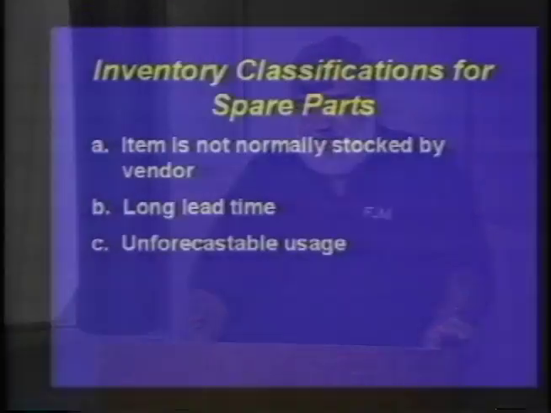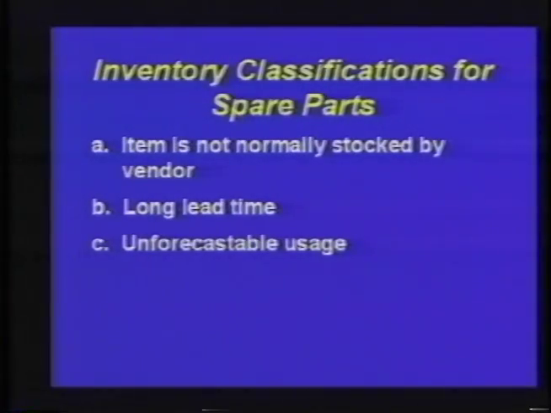Item 1C indicates that the item is unforecastable. In other words, you can't make a forecast of it until there's actually an unplanned requirement. So you really are at odds end in terms of what should be the minimum and what should be the maximum that we're going to establish.